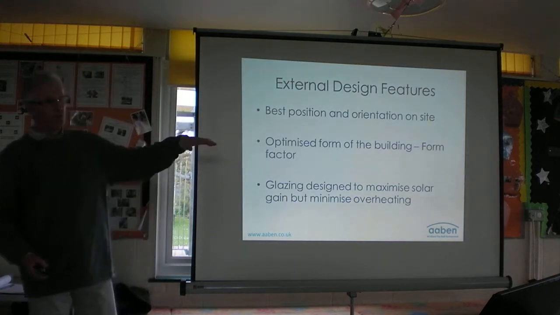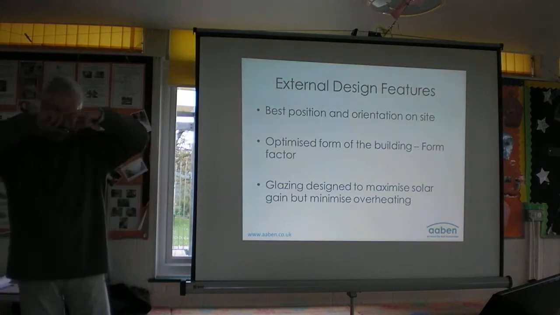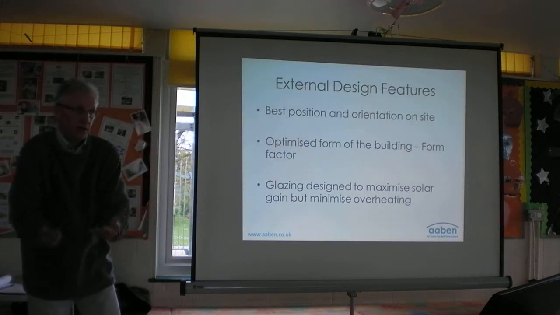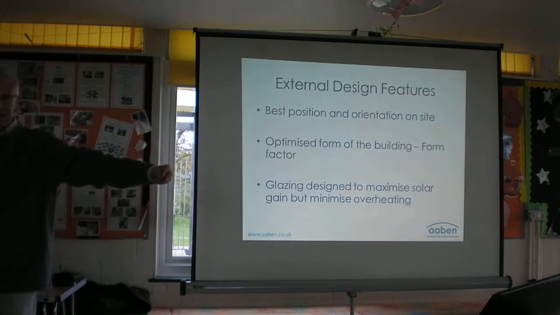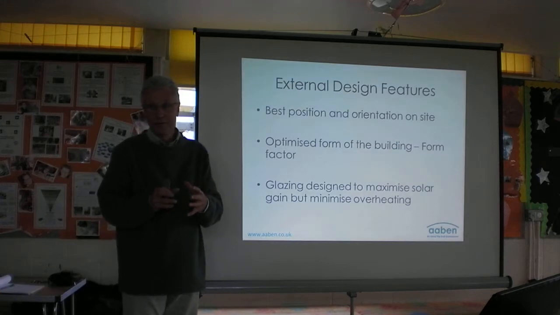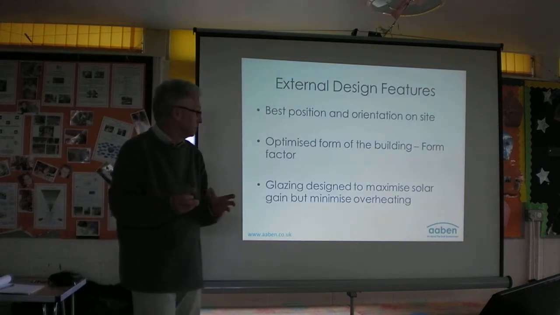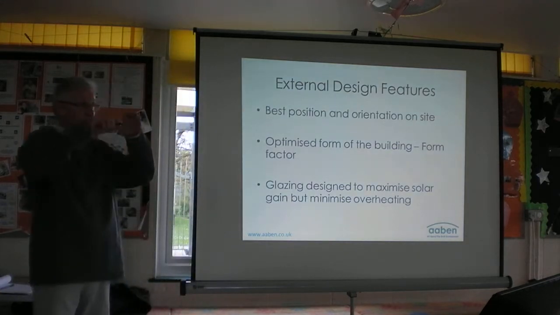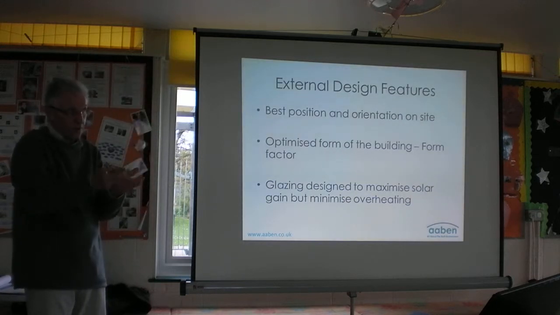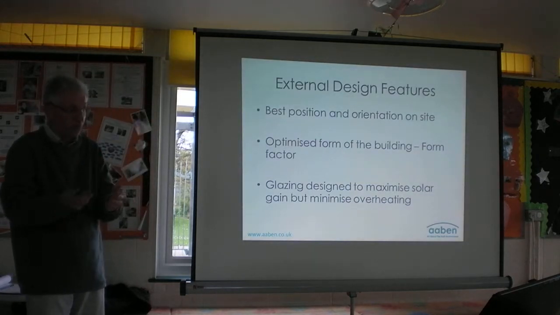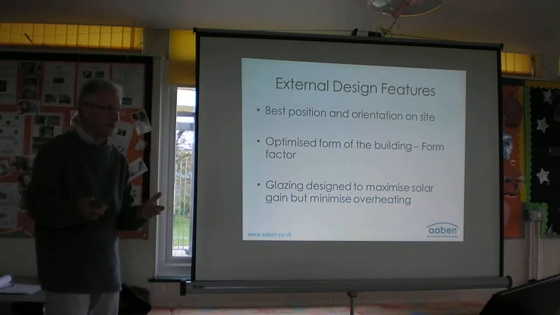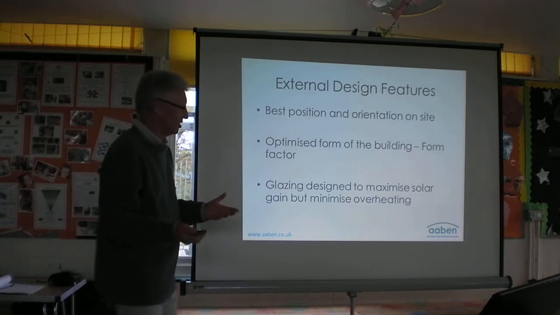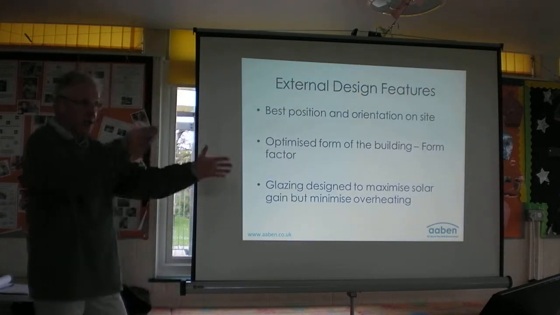Optimising the form of the building, form factor, the shape, the external area related to the floor area. If you build a long, thin building with lots of surface area, it's going to lose a lot more heat than a smaller, compact building with the same floor area. So a quick calculation of measuring the area of roof, walls and floor and dividing it by the usable floor area. If it's below 3.5, you're fine. If you're above 4, you're going to struggle. You can get there, but you're going to have really thick walls.